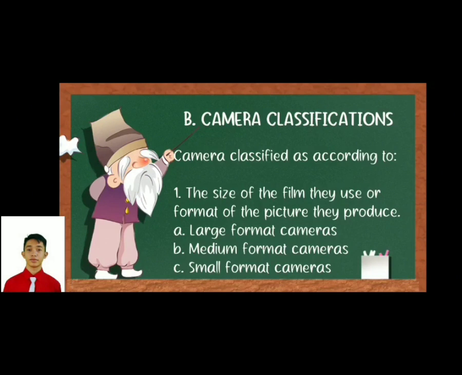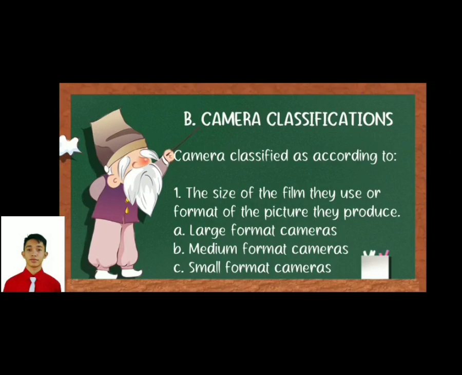Large format cameras are commonly used in professional photography for landscapes, architecture, and studio work where precision and image clarity are paramount. Next one is the medium format cameras. Medium format cameras use film or digital sensors larger than those found in small format cameras, but smaller than those in large format cameras. The most common medium format camera film size is 6 by 6 centimeters or 6 by 7 centimeters. Although there are variations, medium format cameras offer higher image quality and resolution compared to small format cameras, making them a popular choice for portrait, fashion, and commercial photography.